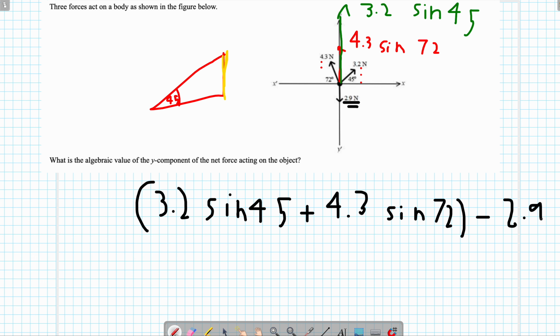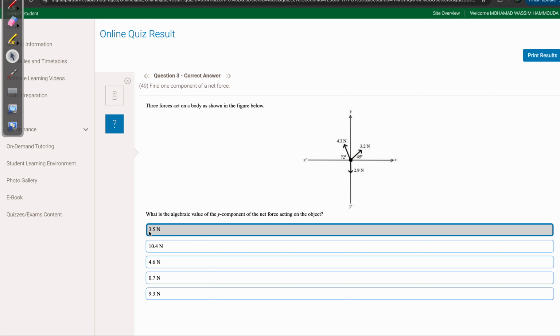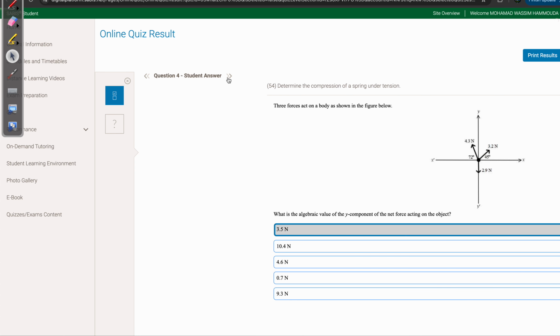Plug this into the calculator. 3.2 sine 45 plus 4.3 sine 72 minus 2.9, which would give us 3.5, which is the answer. Number 4.